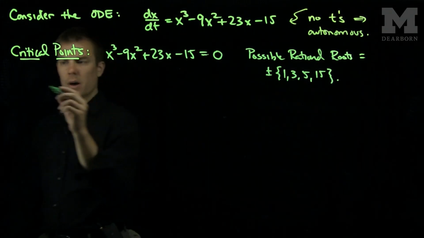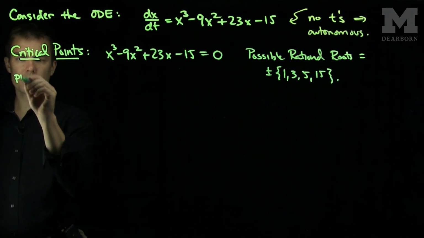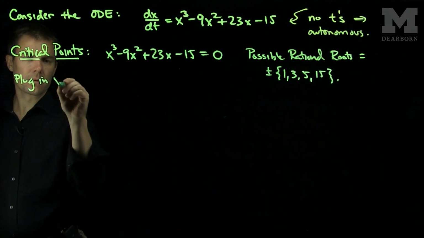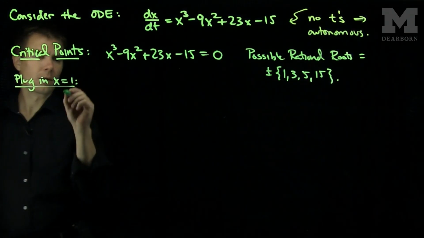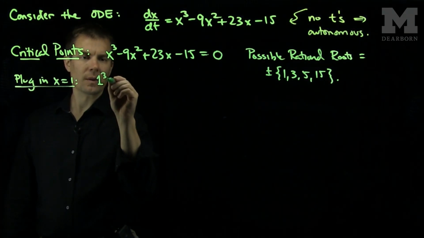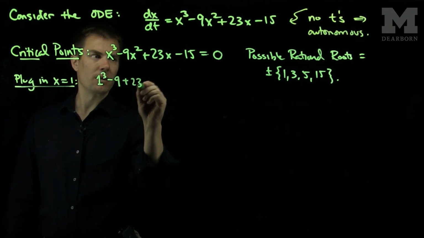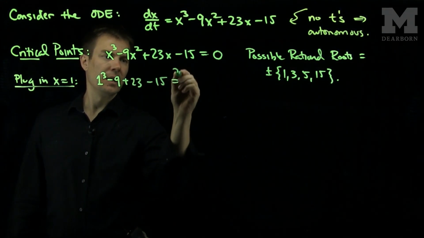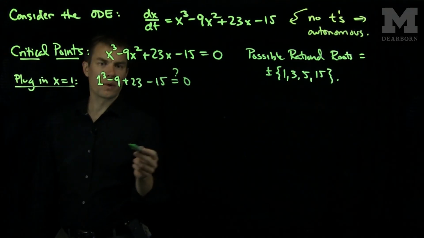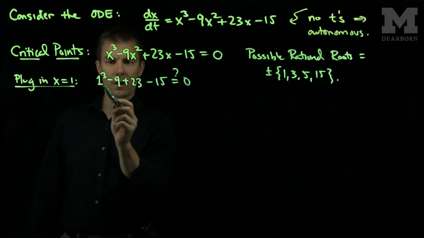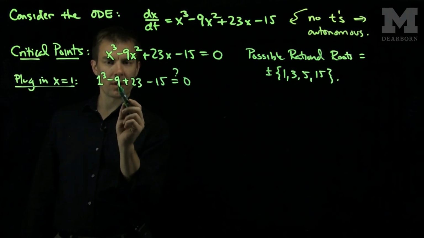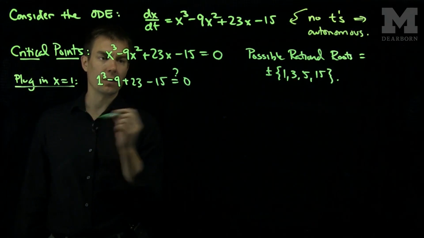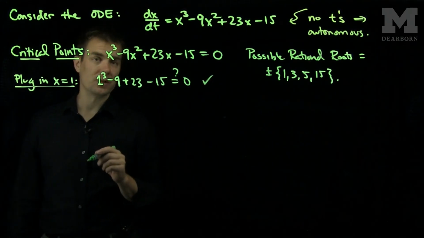If we plug in 1, we would have 1 cubed minus 9 plus 23 minus 15. Is that equal to 0? Well, we can check. We will have a 24. 1 and 23 is 24, and negative 9, negative 15 is also negative 24. So in fact, x equals 1 is a solution.